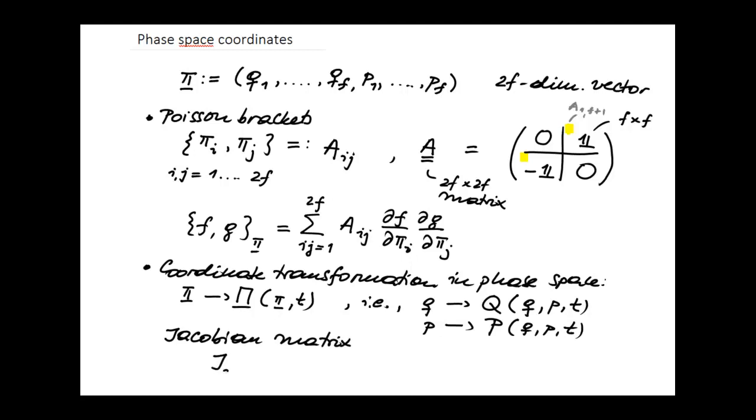That's the matrix of partial derivatives of the old coordinates, little pi, with respect to the new coordinates, capital Pi. This is the Jacobian. Up to this point, these are really general transformations, and now I would like to single out a special class of transformations which are called canonical, and they are particularly important in Hamiltonian mechanics.